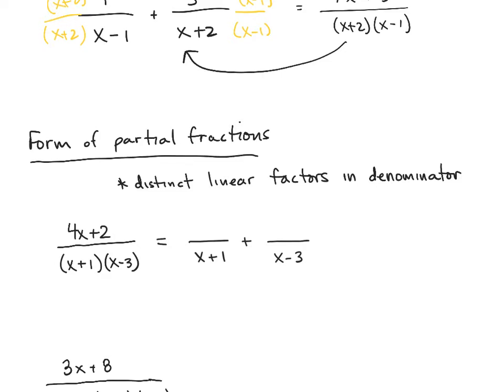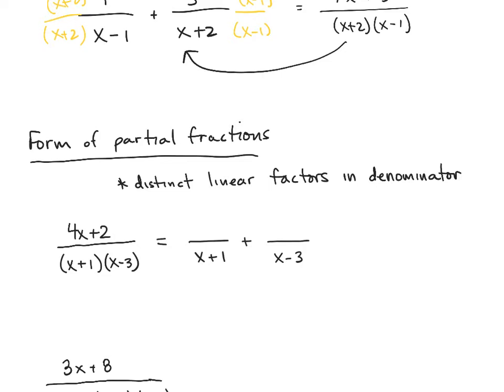So let me clarify that. This denominator here is a degree 1 polynomial. Same thing with this one. X minus 3 is a degree 1 polynomial. So your numerator needs to be 1 degree less than that, which is degree 0.